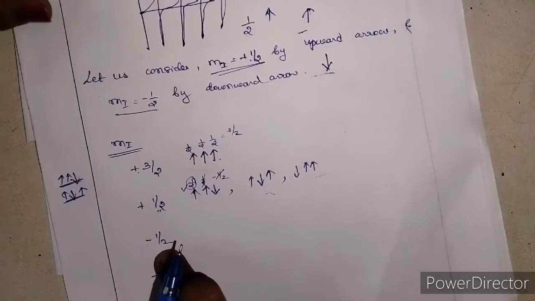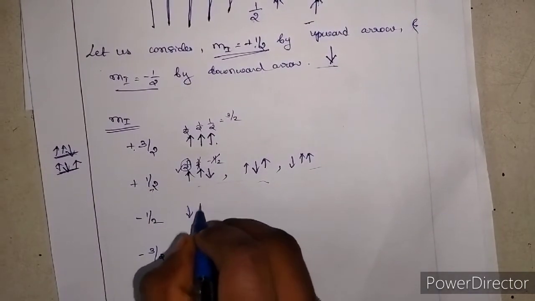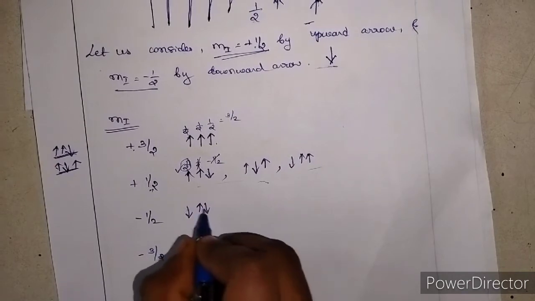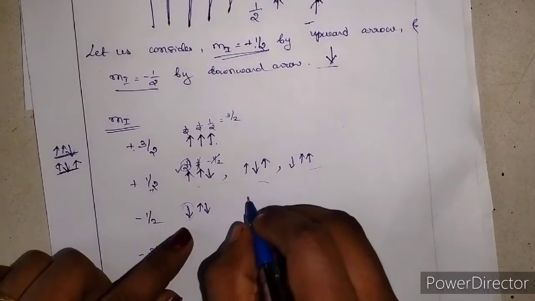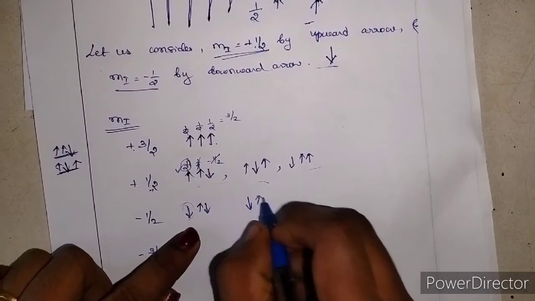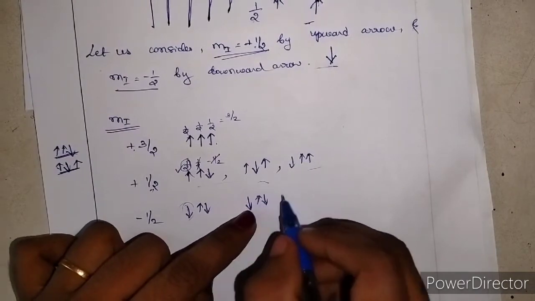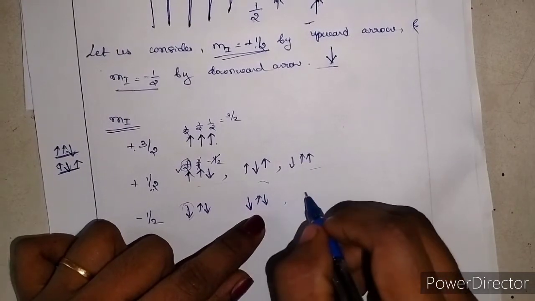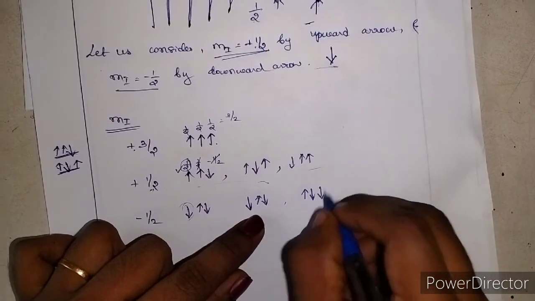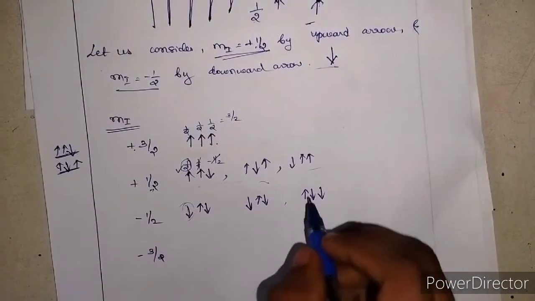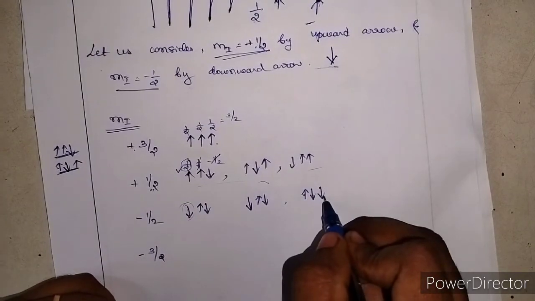Similarly, do it for minus 1 by 2. Minus 1 by 2 means one should be a downward arrow and the others should be like this, because these two cancel each other and you are left with only this one. Let me do another possible arrangement. This one: this is minus 1 by 2 and these two cancel each other. This one is another possible arrangement, because this is plus half, this is minus half, they cancel and you are left with minus 1 by 2.